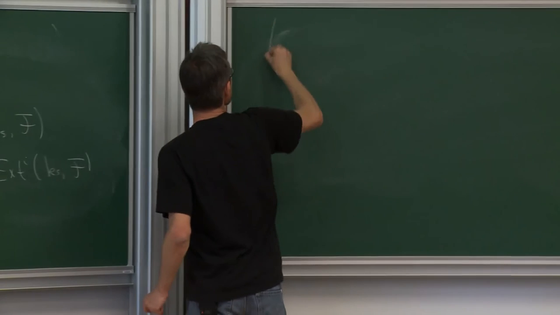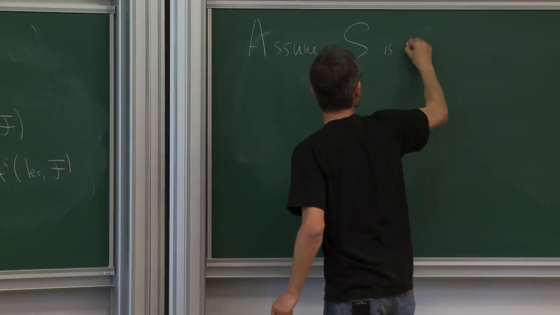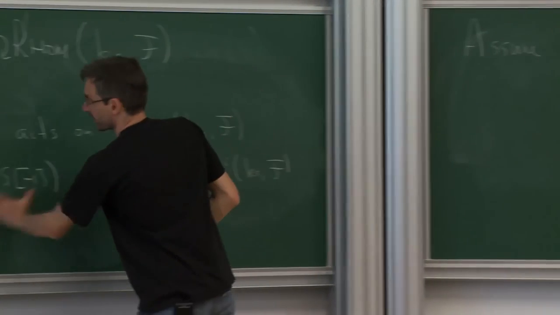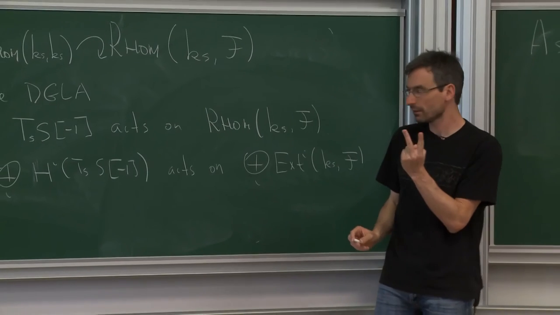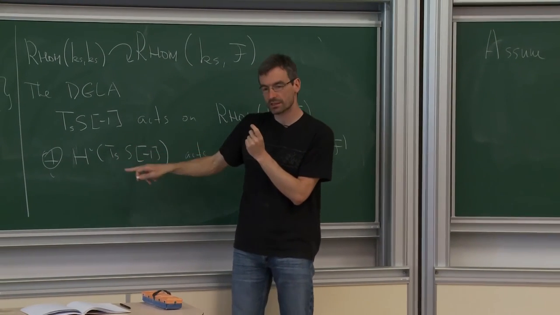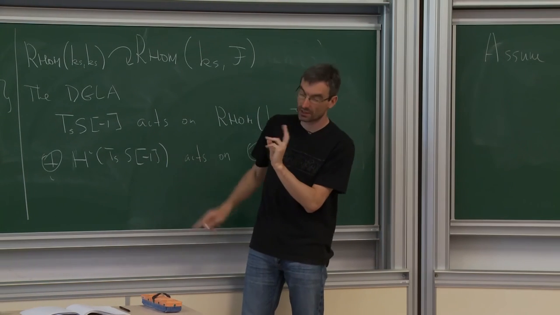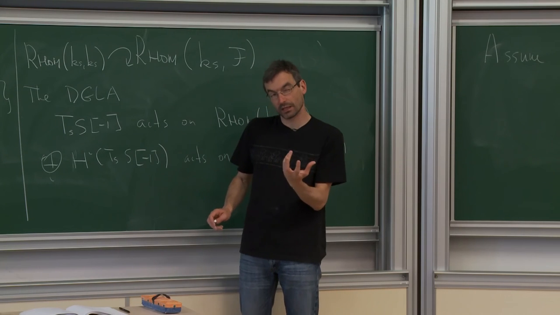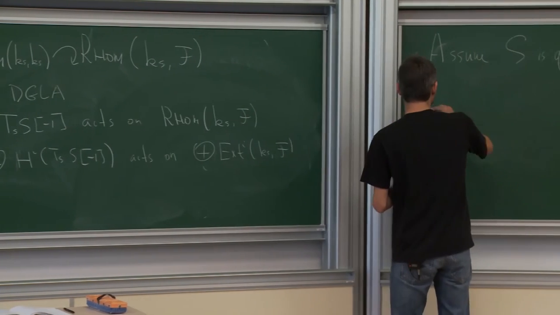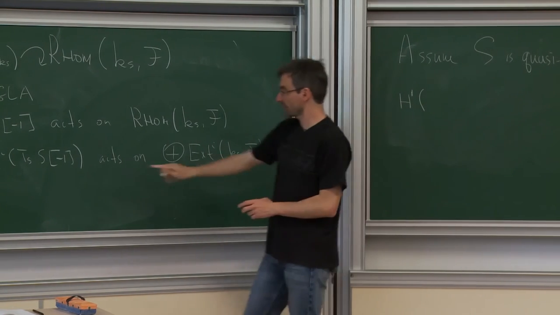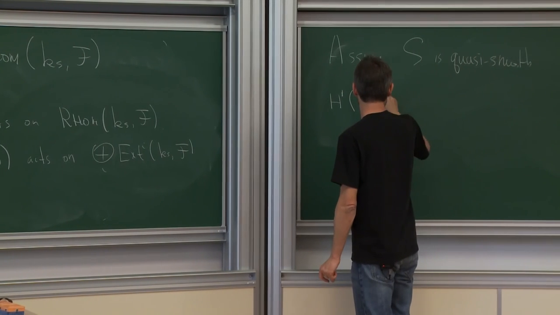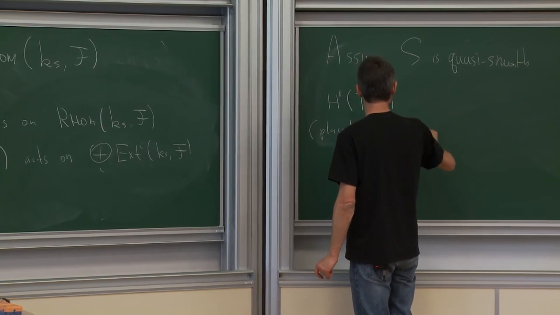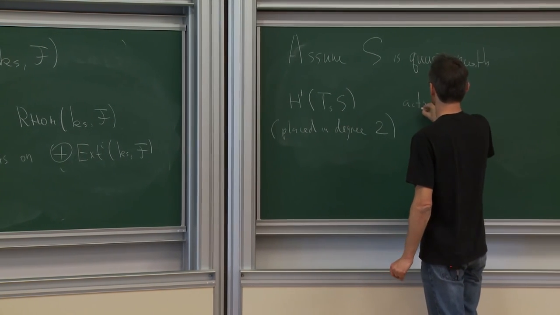So now assume that S is quasi-smooth. Then this differential graded algebra will have only two pieces. It will have a piece in degree 1 that corresponds to H0 of the tangent space, and a piece in degree 2, well, we have the shift, that corresponds to H1 of this. In particular, in degree 2 it'll have this abelian Lie algebra, which is just H1. Note this shift, so it's placed in degree 2, and this abelian Lie algebra acts on this module.